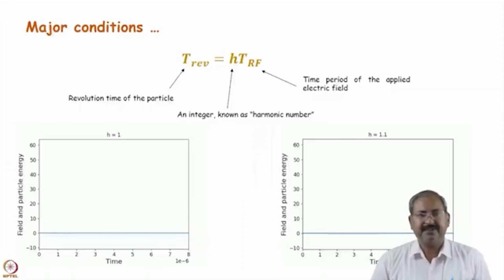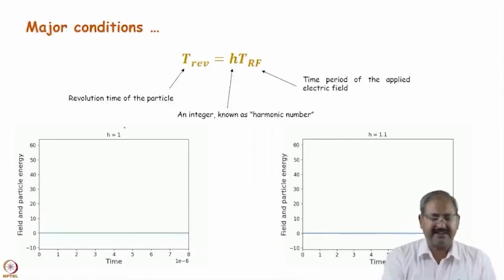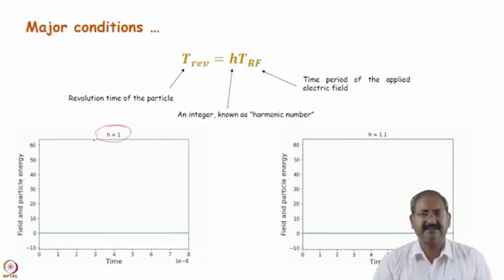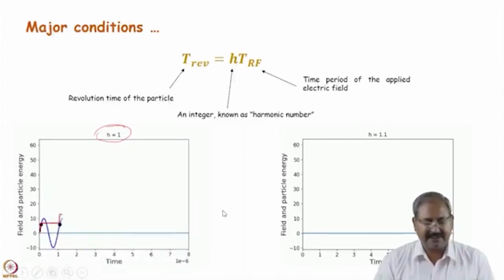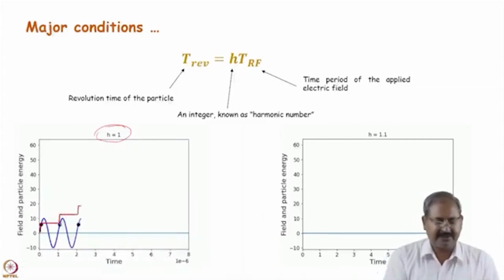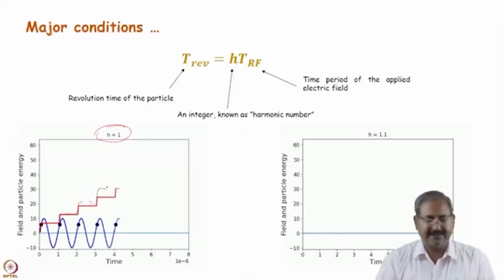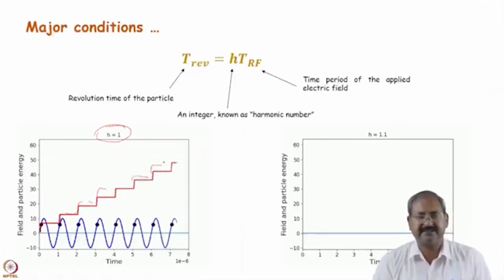Now on each turn, if the particle is reaching at the correct phase, it will get energy. So energy will be built up. We will see in this movie how the energy is stepping up for a particle if it has correct synchronization. You will see that in each turn the energy is stepping up. So finally we can get very high energy after many such traversals through the cavity.